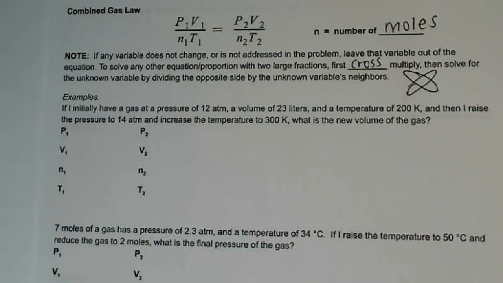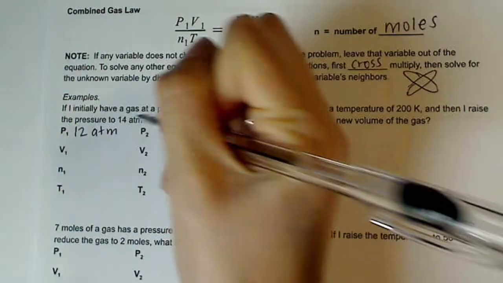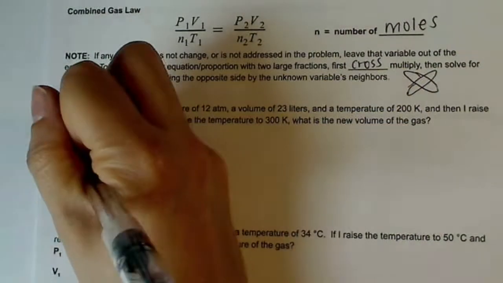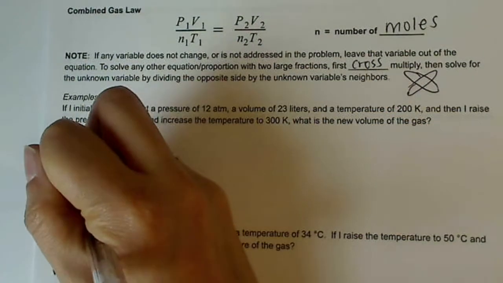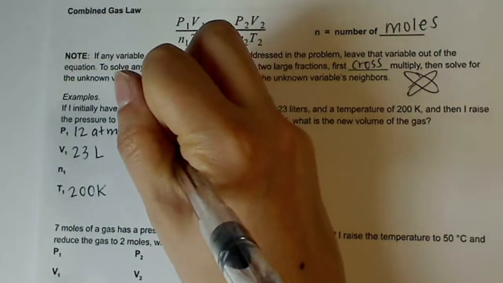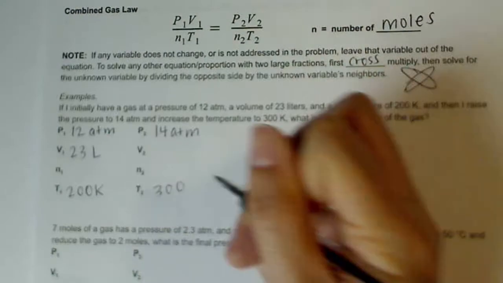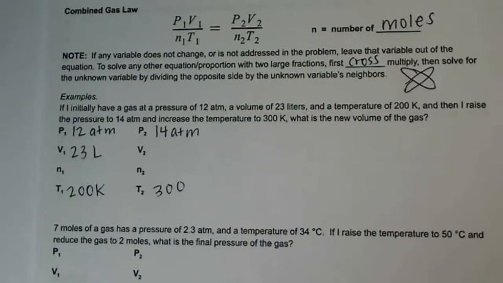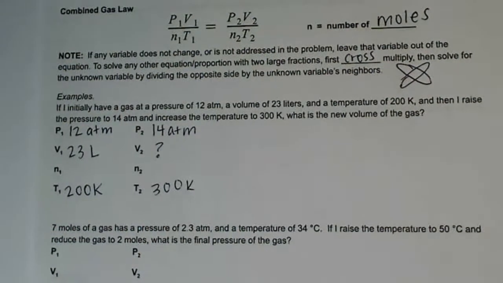Here it says if I initially have a gas at a pressure of 12 atmospheres, well I know that's my P1 is 12 ATMs. The volume is 23 liters. The temperature is 200 Kelvin. Then I raise the pressure to 14 atmospheres and increase the temperature to 300. And they're now asking what is my new volume of gas, so I am essentially solving for V2.